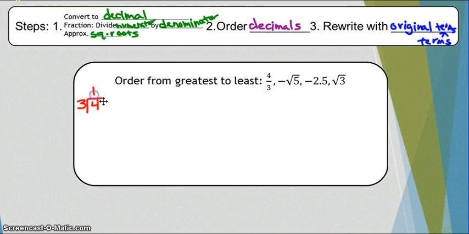3 goes into 4 once, subtract 3, we get 1, add a decimal, bring down the 0. 3 goes into 10 3 times, subtract 9. We get that 1 again, which means we're going to get that repeating. So 4/3 is 1 and 3 tenths repeating.